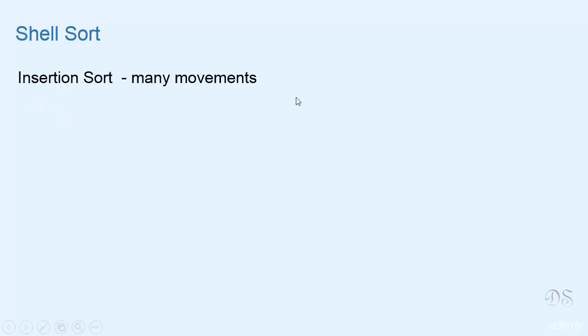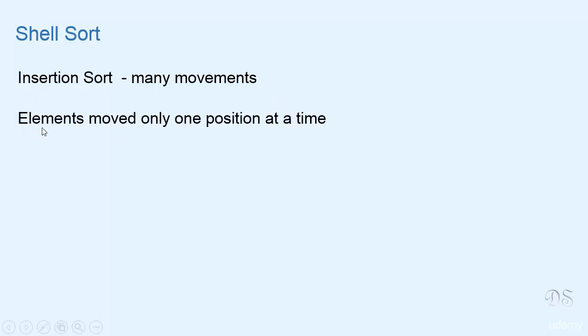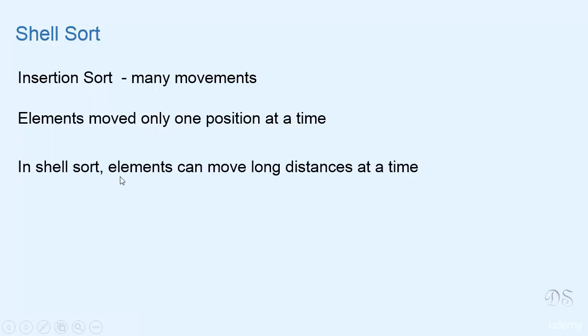Now in insertion sort we know that there are many movements, and the reason for many movements is that elements are moved only one position at a time. While in shell sort, elements can move long distances at a time. So if an element is far away from its final place, in insertion sort it will have to go one by one, while in shell sort it can jump and go to its final place.